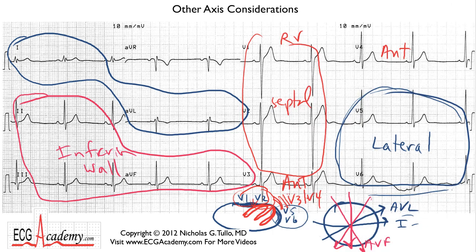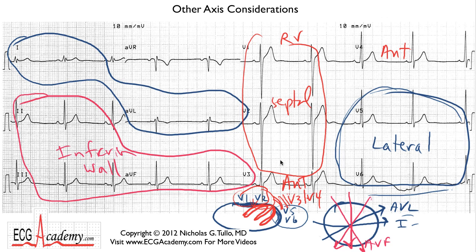But for now, just think about septal and anterior changes almost always being due to the LAD or left anterior descending coronary. Lateral changes could be either LAD or circumflex. That's 1, AVL, V5, and V6. Inferior wall changes are usually due to right coronary artery problems, although in some patients the inferior wall is supplied by the circumflex. And so inferolateral changes can sometimes be a reflection of circumflex disease.